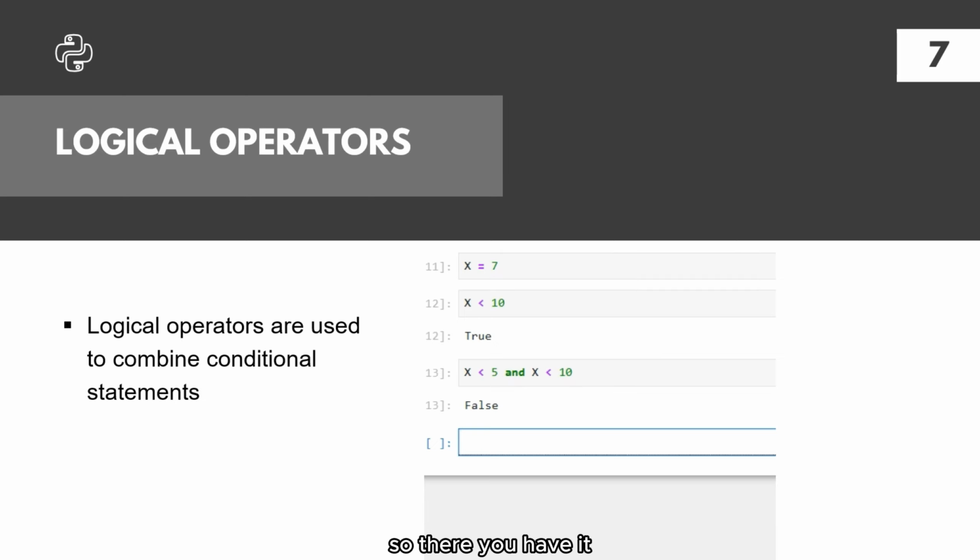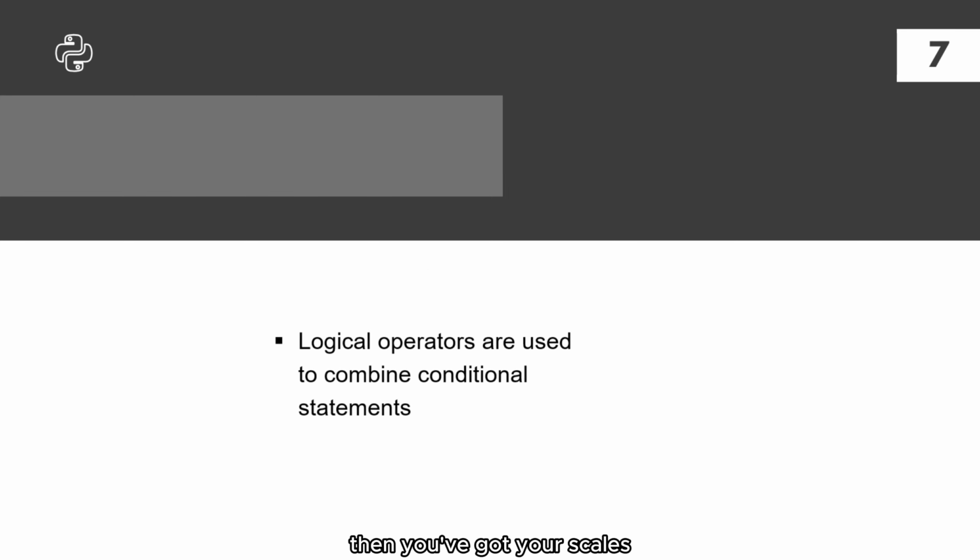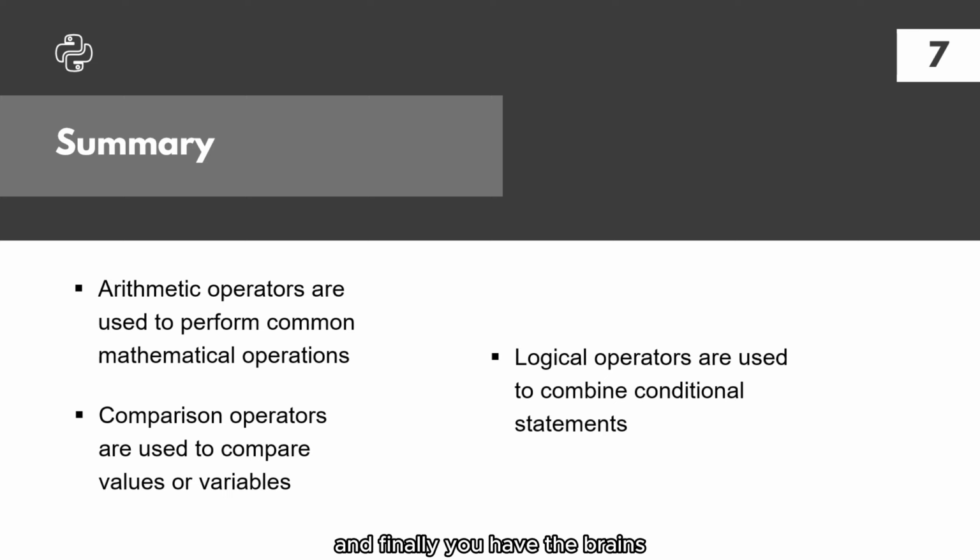So there you have it. Let's recap as summary. First, you've got your calculators, the arithmetic operators, for doing all the math. Then you've got your scales, the comparison operators, for weighing different values and getting back a true or a false. And finally, you have the brains, the logical operators for taking those truths and making smart choices.